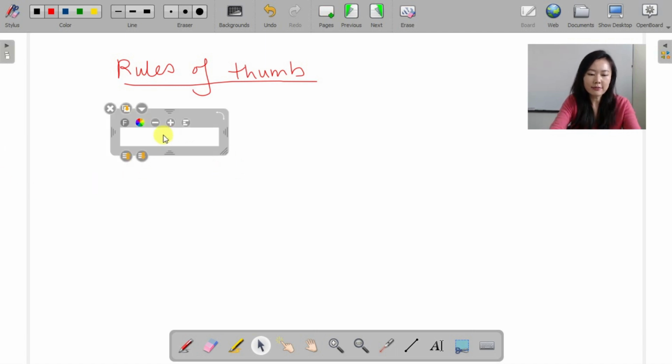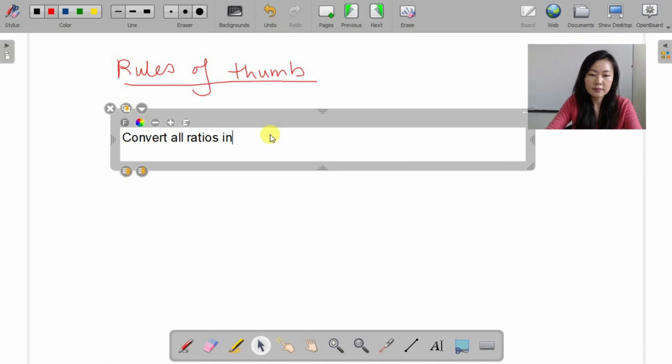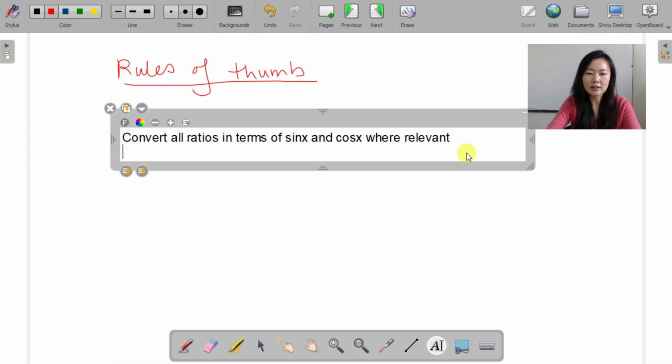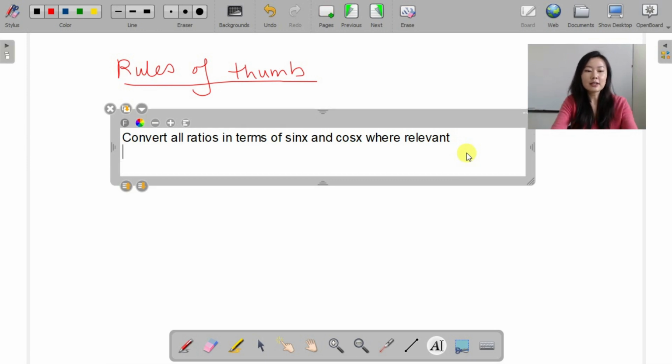All right, so I'll just write that up first. So convert ratios in terms of sine x and cosine x where relevant. Okay, it's not 100% gonna be relevant all the time, but it's most of the time true, right? All right, so second one. Let's do that. All right, so that's rule number 1.